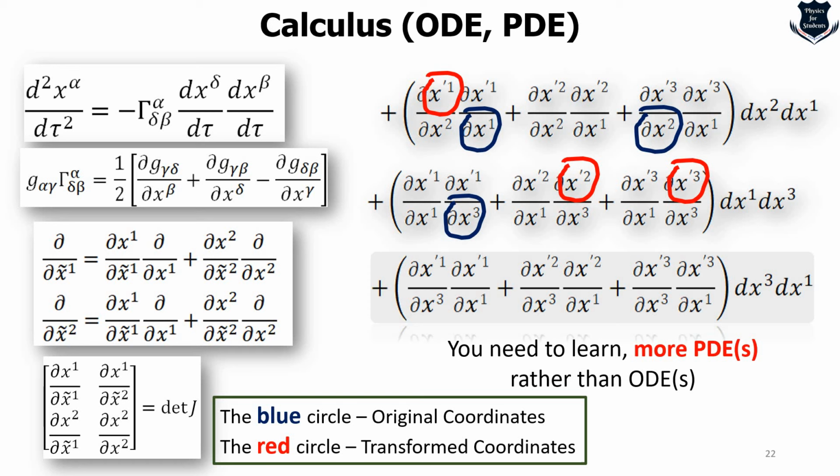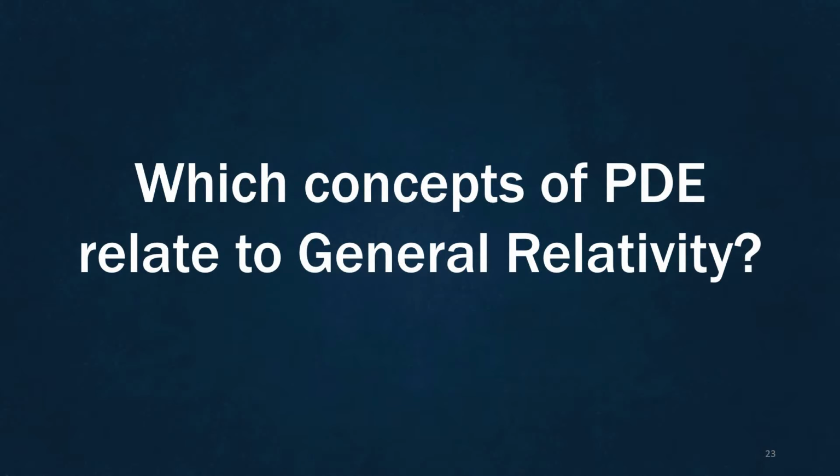Now you might have a question in your mind: we understand that we know PDEs, but what are the concepts? I mean to say, which are the major concepts of partial differential equations that carry more relation with general relativity? This will give you a motivation that these are the concepts you need to emphasize more and more, because these are the concepts which will take you directly from partial differential equations to general relativity. So which concepts of PDE relate to general relativity? Coming up in the next part of the video.